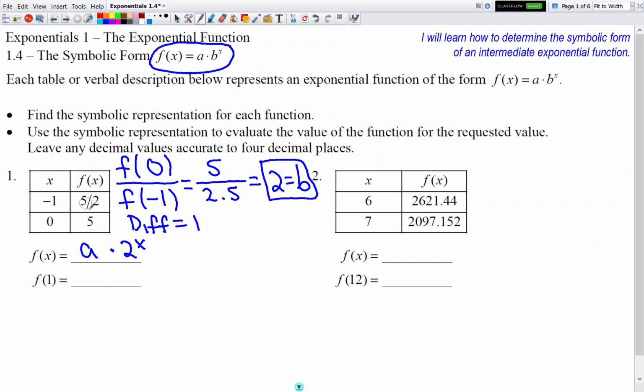So now you just have to make a choice. Do you want to plug in these two numbers, or 0 and 5? Plug in an ugly fraction with a negative value right there, or would you rather plug in 0 and 5? I think the choice is pretty obvious, right? We're going to plug in 0 and 5, so let's do that.